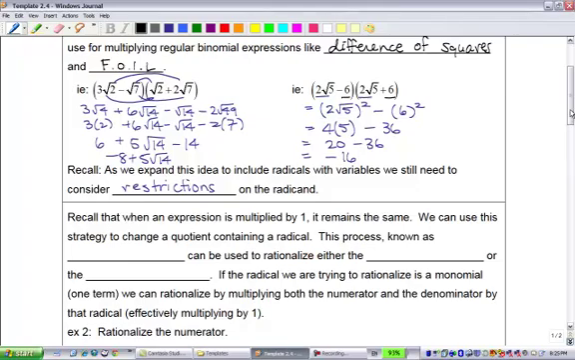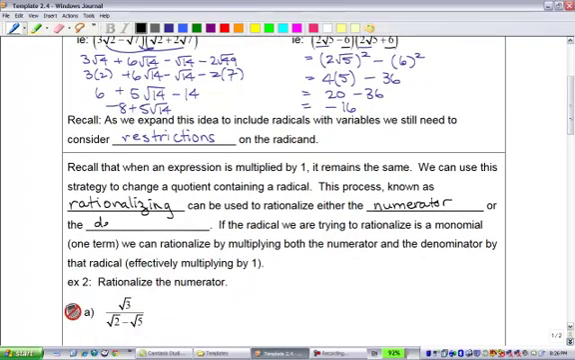Recall that when an expression is multiplied by 1, it remains the same. So anything multiplied by 1 is still the same. We can use this strategy to change a quotient containing a radical. A quotient is a division, or an expression where we have two things dividing. This process, known as rationalizing, can be used to rationalize either the numerator or the denominator. You'll find in Calculus 12 that it's sometimes necessary to rationalize both.